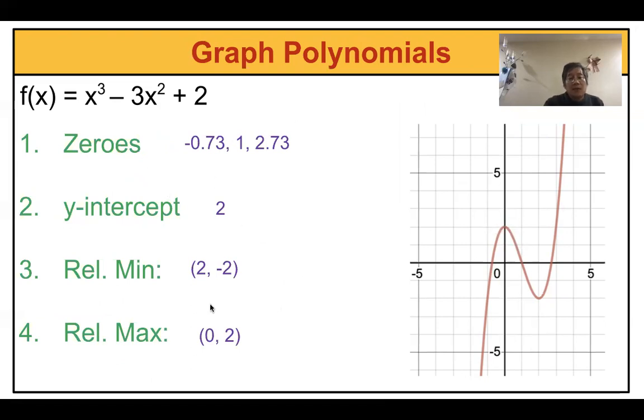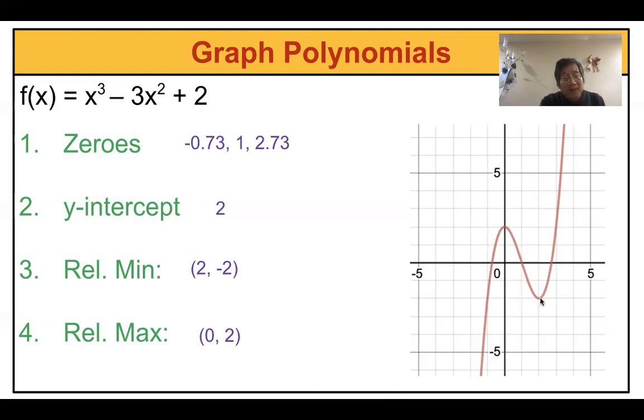I wrote down everything here, but you need to find them by using the calculator. So let's practice how to use the calculator together. We are going to find this zero, and this one you can do by yourself. You need to write down negative 0.73 at this point. If you don't write it down, you lose a point. Please write it down. Here, you need to write down 1, and here, 2.73.